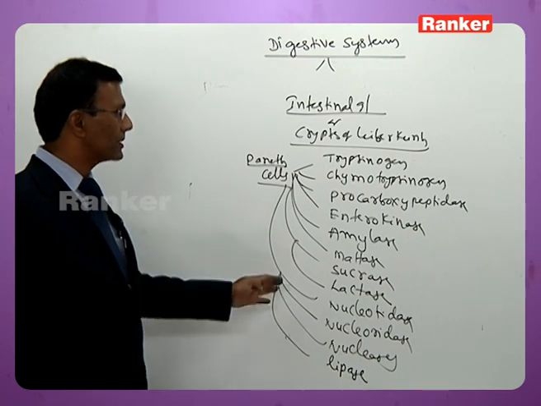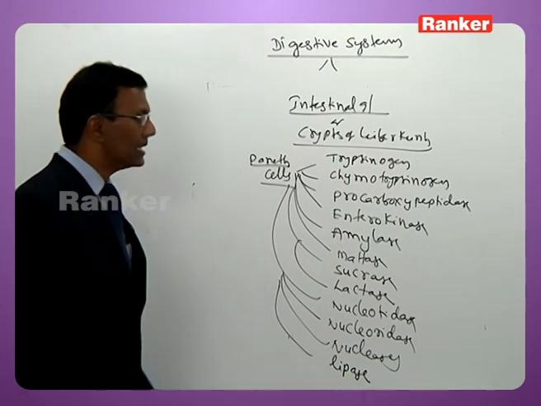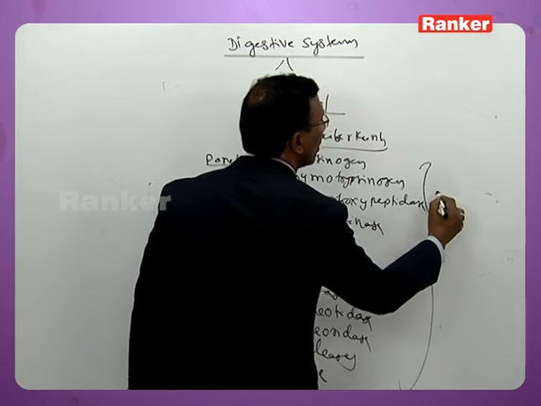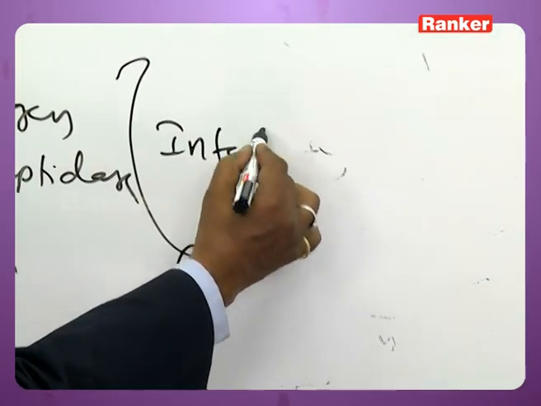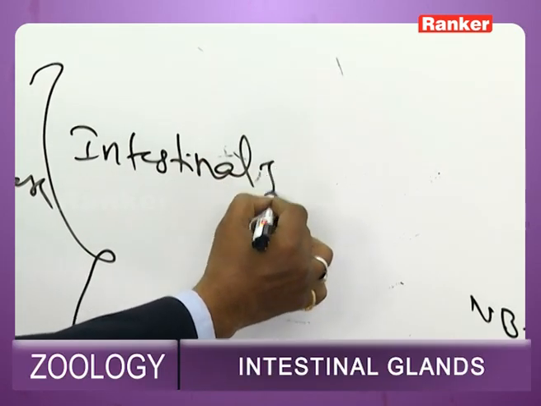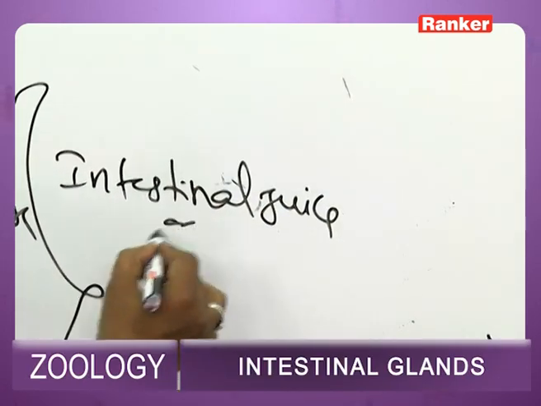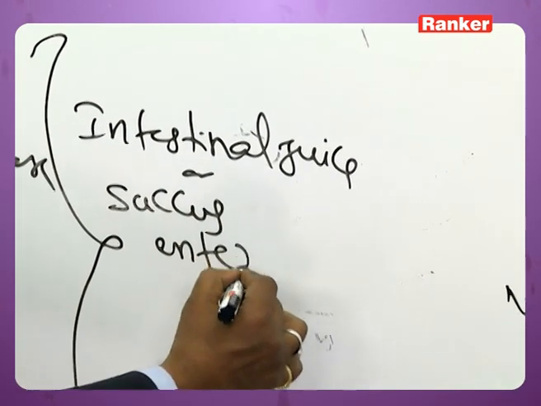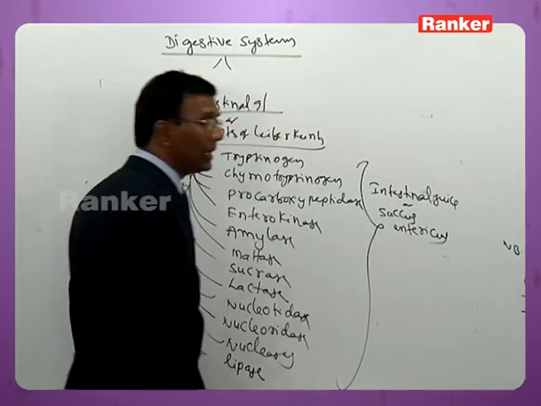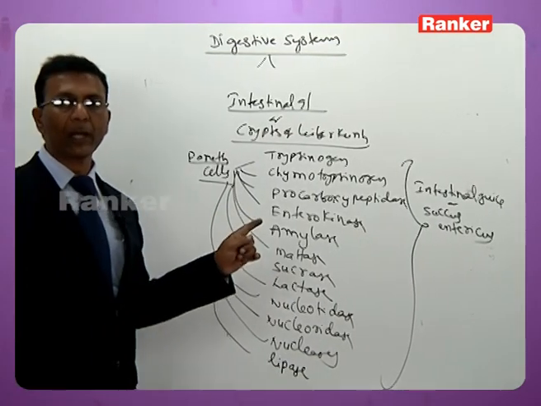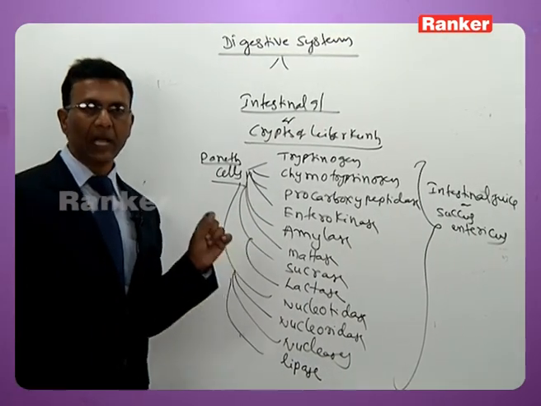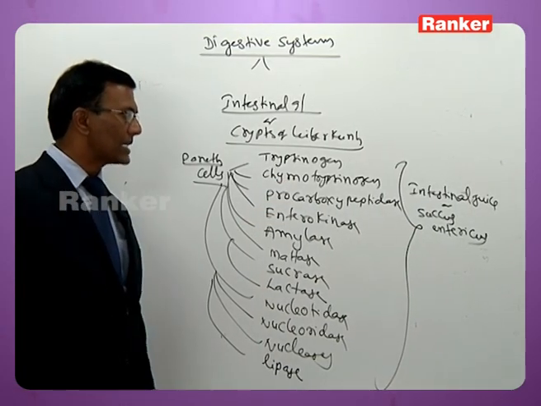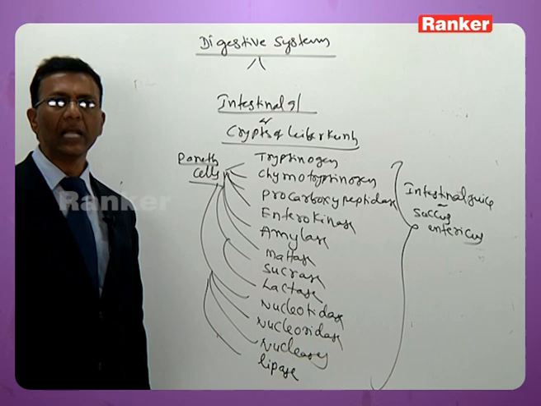So all these enzymes are put together called intestinal juice, or also called succus entericus. So remember, from the NEET point of view this is the most important point here. What is succus entericus? All the enzymes secreted by intestinal glands are put together called succus entericus or intestinal juice.